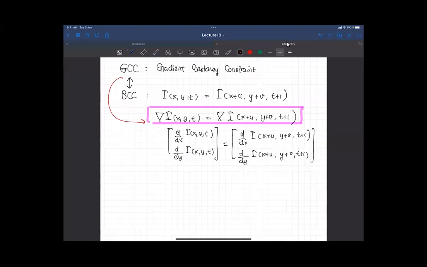Oh, by the way, d/dt of I(x, y, t) equals 0. The gradient over time will be 0, because the gradient is the same. If you take the gradient here in one image, and then in the second image, the gradient will be the same because of GCC. And if they're the same, then the derivative will be 0. So this is the basic idea of GCC.